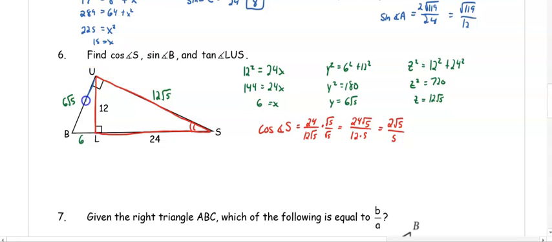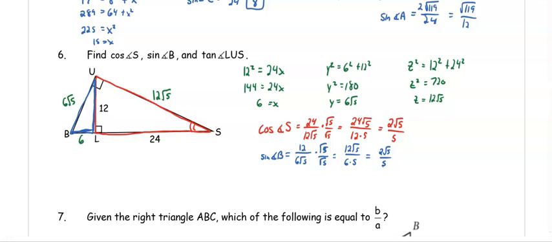To find the sine of B, I'm going to use the smaller triangle again because it makes the numbers a little bit easier to reduce. So the sine of angle B is the opposite over the hypotenuse, 12 over 6 root 5. We're going to rationalize by multiplying by root 5 over root 5. We get 12 root 5 over 6 times 5, which reduces to 2 root 5 over 5. So notice, even though we used different triangles, it doesn't matter what right triangles we use, because B and S are the angles in the largest triangle, their sine and cosine are still going to be the same because they're the same angles.